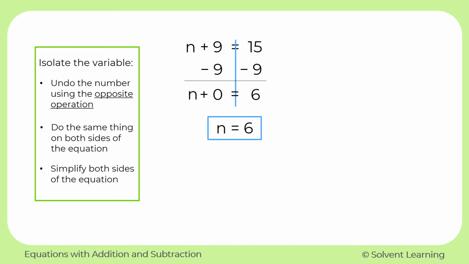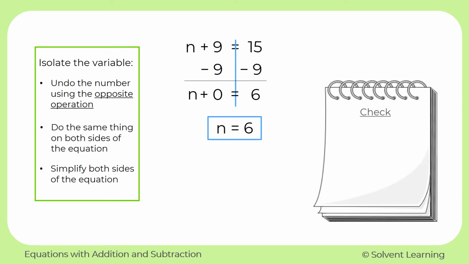So now we know that n is equal to 6. But before we move on to the next problem, let's just make sure that our answer is correct. So we're just going to check our answer on the side here. Now when we check our answer, we start off with our original equation, n plus 9 equals 15, and then we substitute our number for our variable. And since we said that n is 6, I substitute 6 for n in the equation.